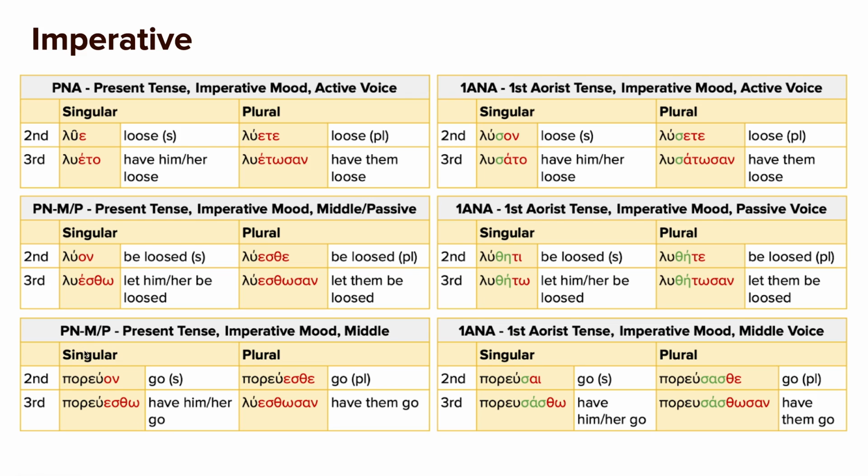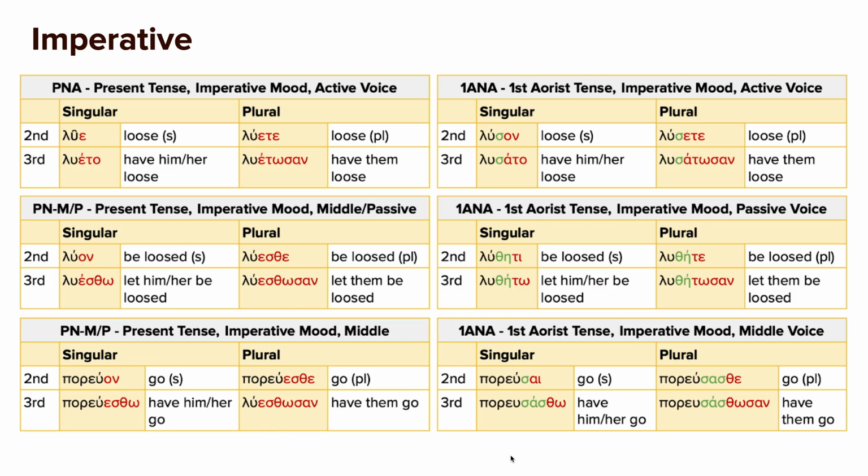Remember, this should be an M. Middle passive for a middle-only verb, like poreuomai, to go. Poreuou. Notice this is the exact same. Luou, poreuou. Poreuesthoo. So luesthoo, poreuesthoo. So very, very easy. Lueste, poreuesthe. Luesthosan. This should be poreuesthosan.